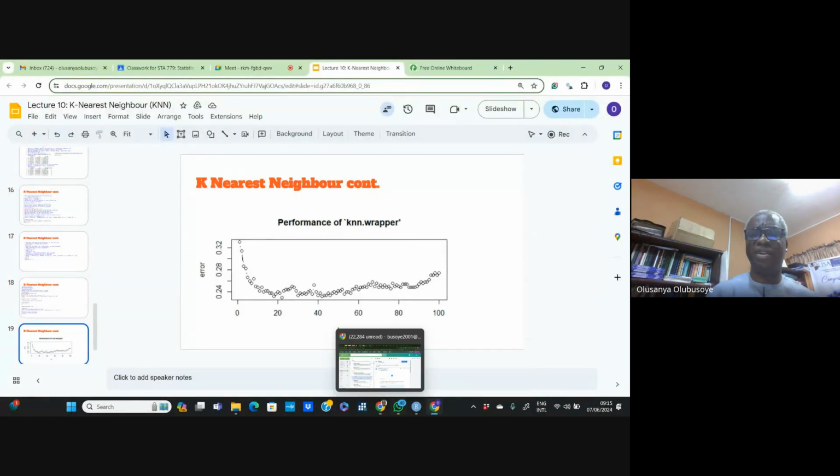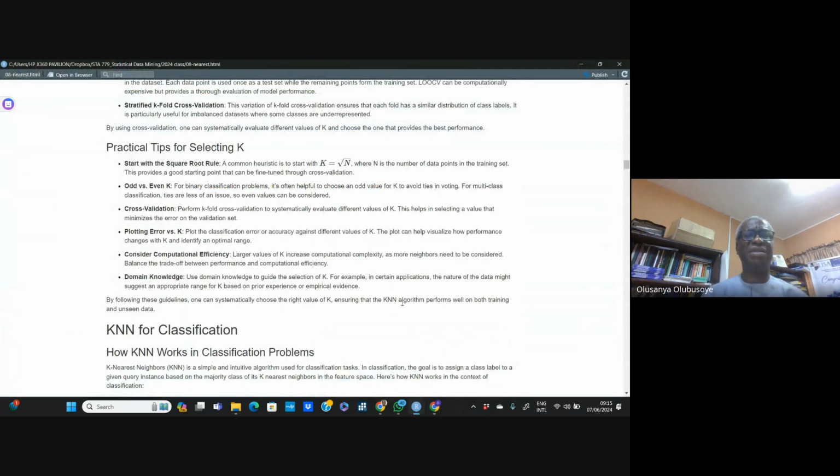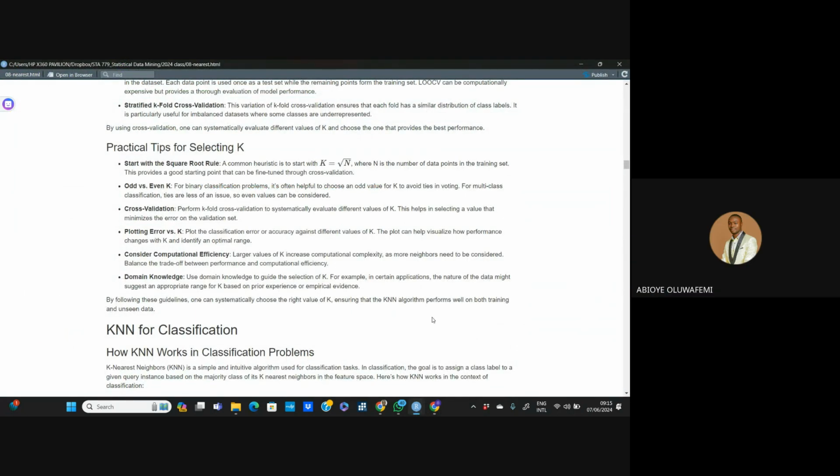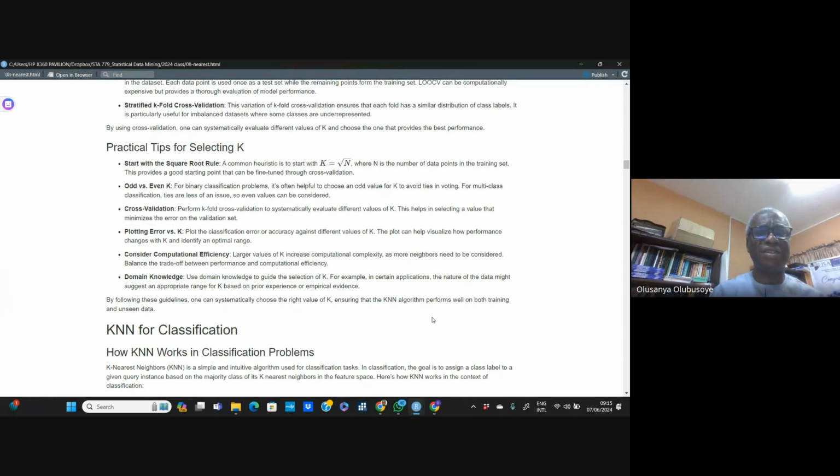I hope I'm communicating very well. You can also consider computational efficiency when you are choosing your K, because larger values of K make your computation more complex. So you can balance complexity or computational efficiency with performance.